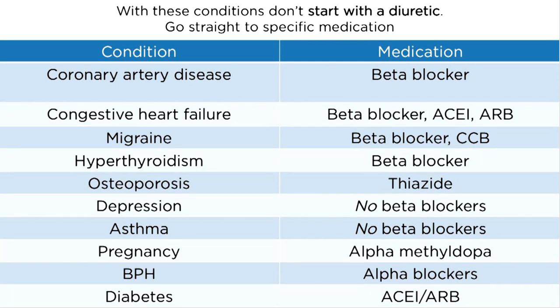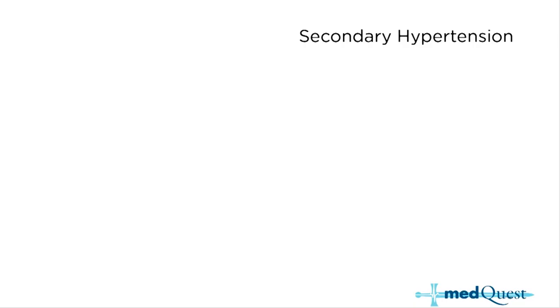Remember, ACEs and ARBs help ameliorate the effects of the hyperglycemia on the kidneys, and so you must have them on an ACE or an ARB. Do not start with the diuretic first. Very powerful lesson right there.